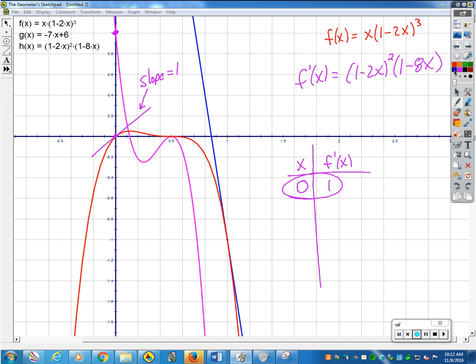Lindsay, please. The slope of negative 7. Slope of what? F. Perfect. If I follow the red F, what point on F do I get to? From your notes, what point on F did we find the slope? X equals 1. Here is the point, x equals 1 and y equals negative 1. And at that point, I know the slope is negative 7.